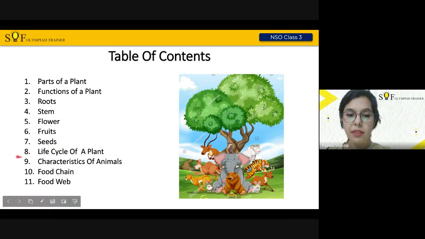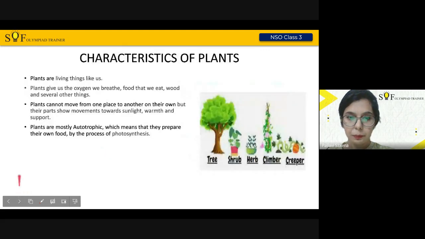And there we'll finish talking about plants. Then when we talk about animals, we'll talk about a few general characteristics of animals like we just did for plants. We look at a food chain and a food web. So these are the different things that we are going to be covering in this particular chapter.